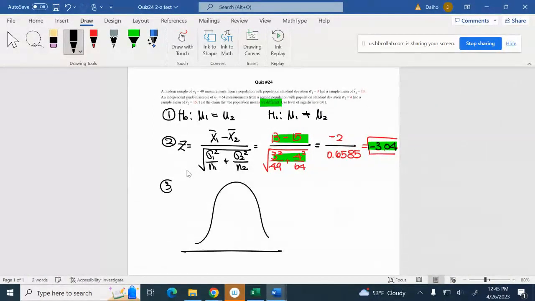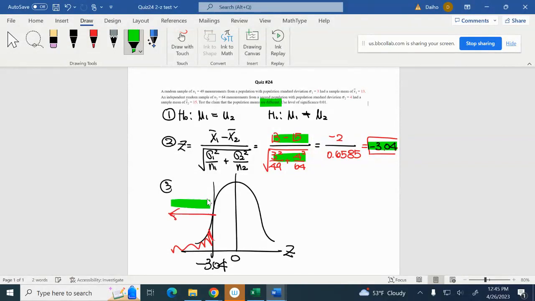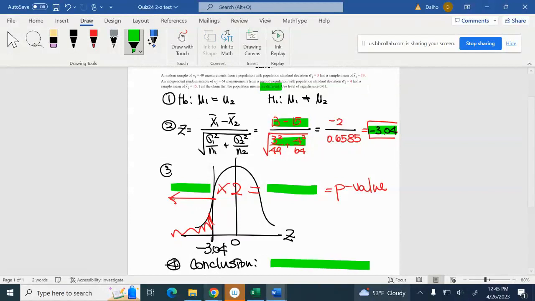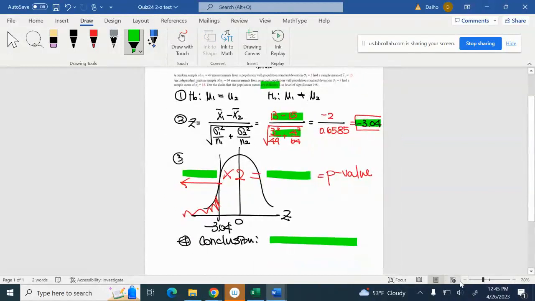And the p-value for -3.04: left tail. Then twice will be the p-value, two tail. And additionally make the conclusion. And also you have to make the interpretation. Step 5.